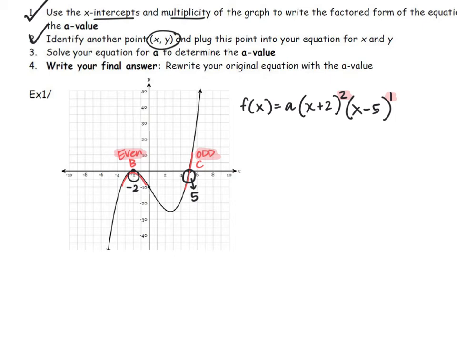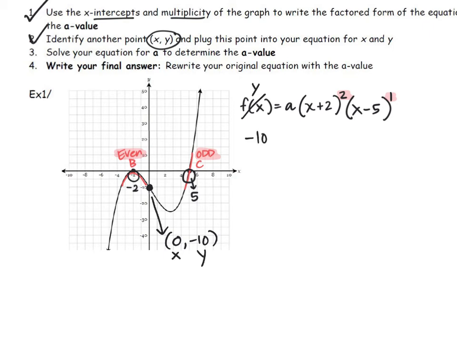And so there's always going to be a point easy to identify. I have one marked here. It's small, but I can see it right there. And that is the point 0, -10. 0 is my x, -10 is my y. I'm going to plug -10 in for f of x, because f of x is another way of saying y.